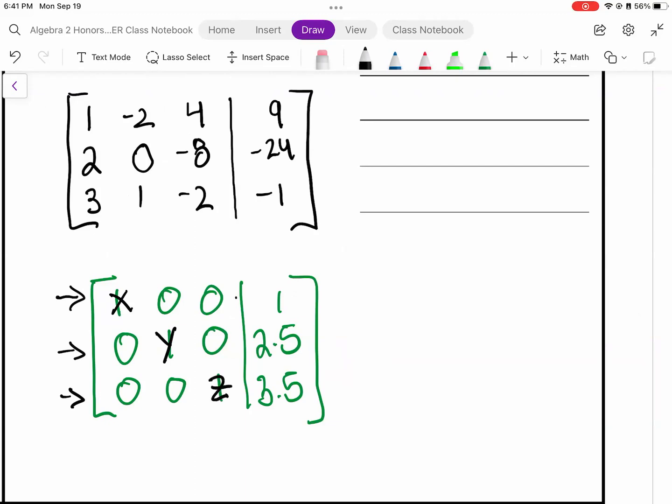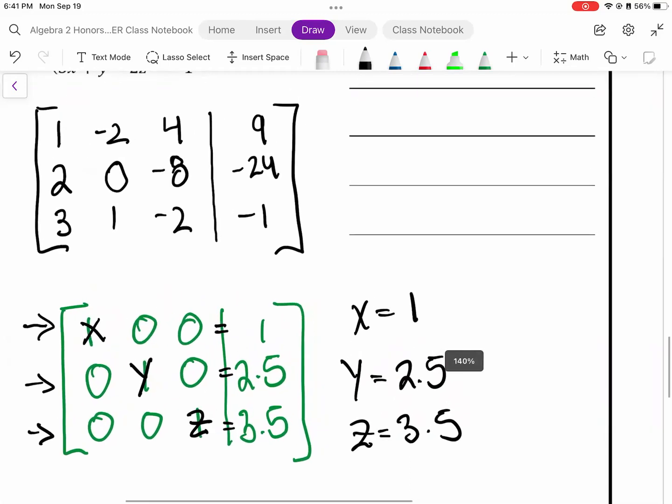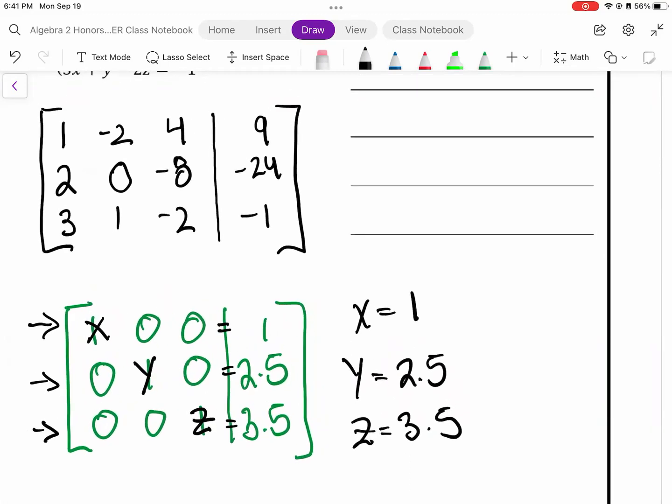So remember, this line represents the equal sign, so you can guess that X is equal to 1, Y is equal to 2.5, and Z is equal to 3.5. And that is how you're going to be solving a system of equations using matrices. Now, remember the first example that we went over, that is just so you understand how to do it by hand. But from now on, I don't want you to be solving by hand. I want you to be using the calculator to solve the matrix.